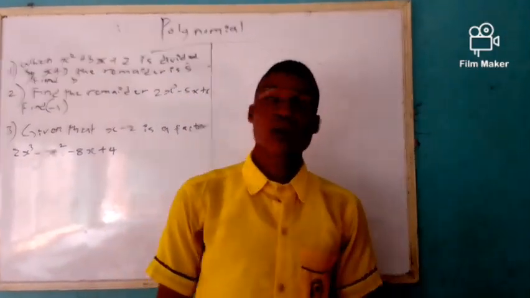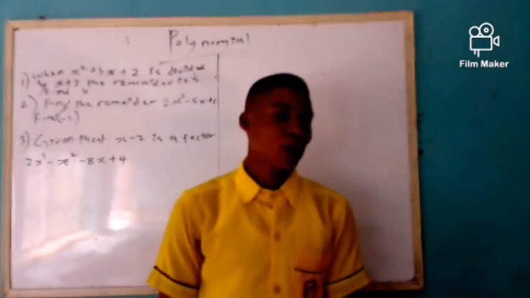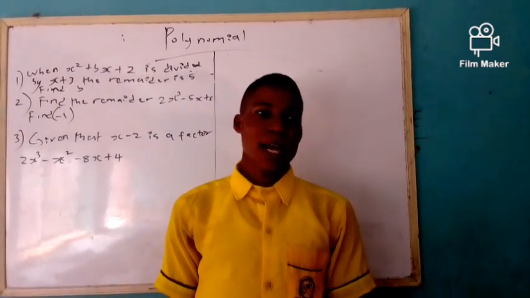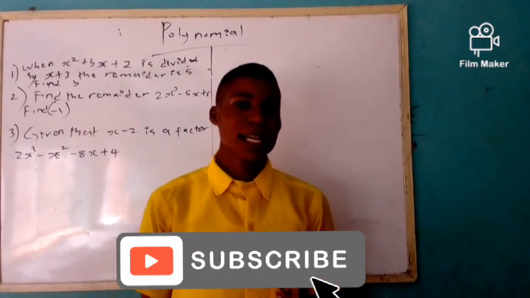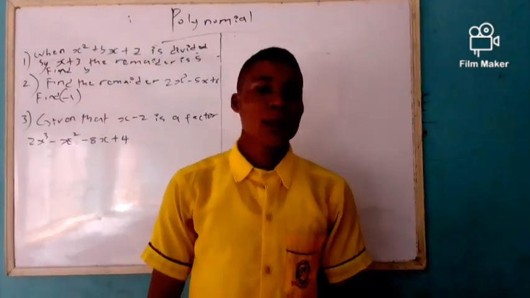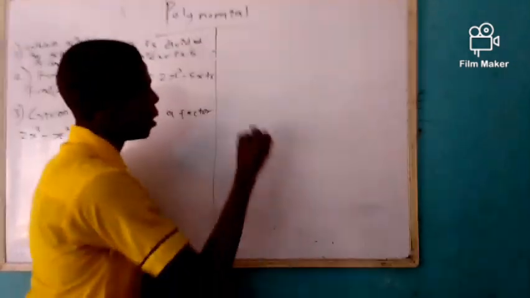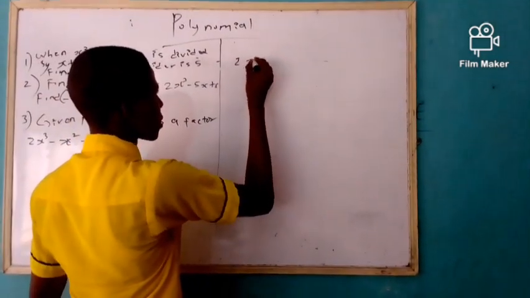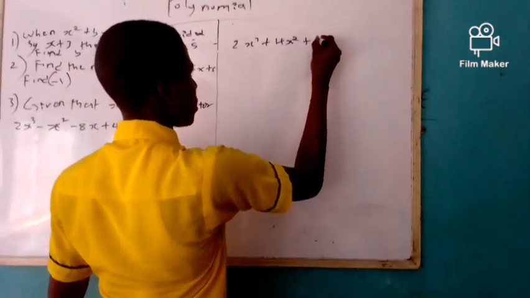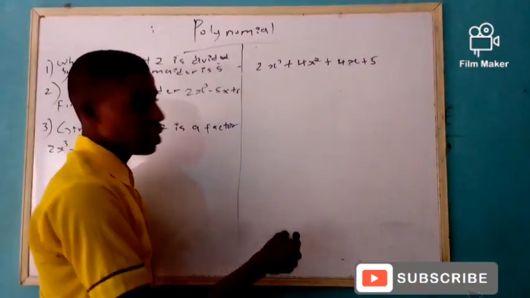Today I'll be discussing with you polynomials. So when you hear about polynomials, what comes to your mind? A polynomial has a higher degree than a quadratic equation. A polynomial is any expression with a degree of 3 or more. So if I have something like 2x^3 + 4x + 5, this is actually a polynomial.